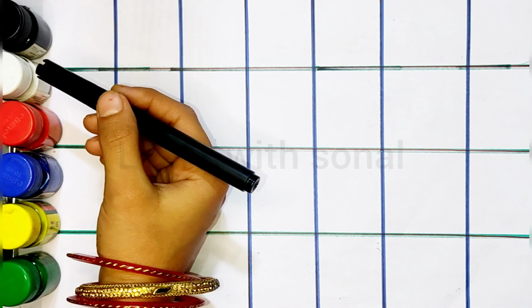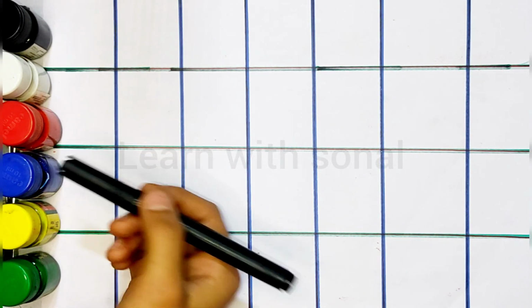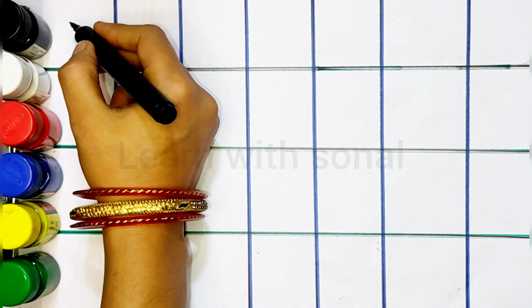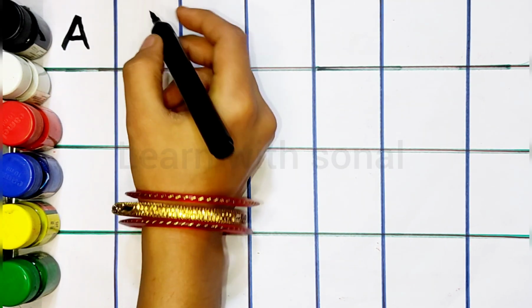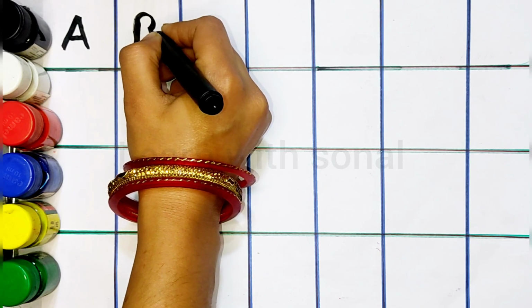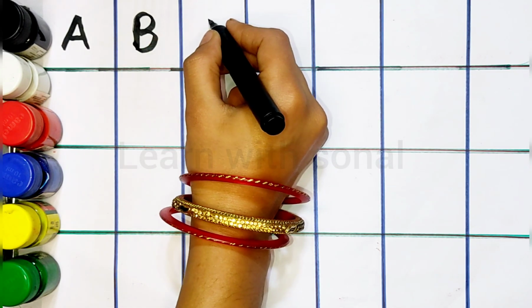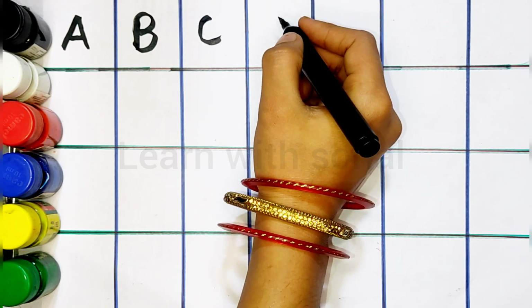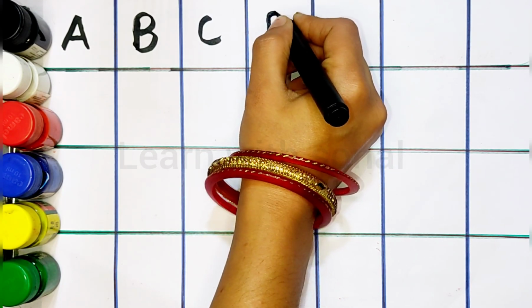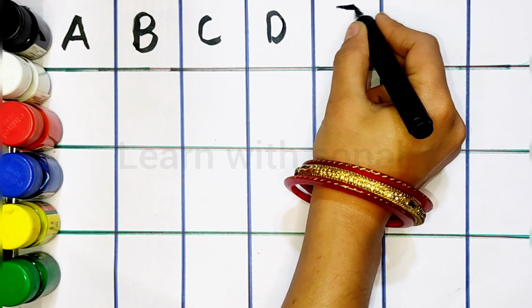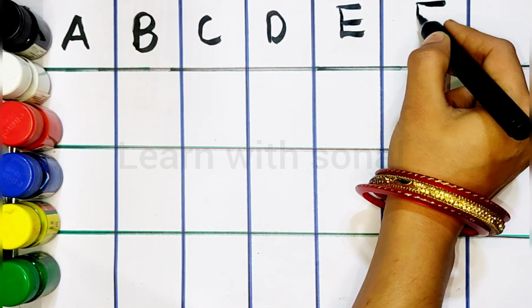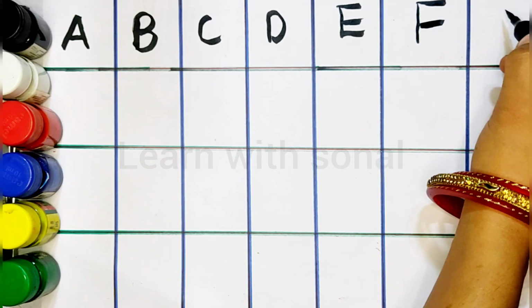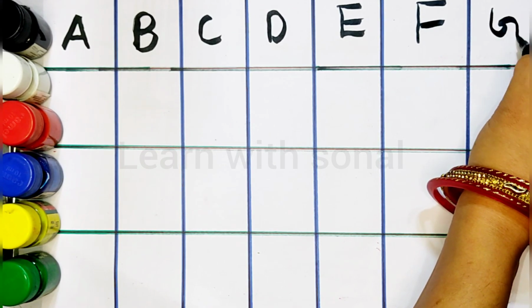Black color, white color, red color, blue color, yellow color, green color, black color. A for apple. B for ball. C for cat. D for dog. E for elephant. F for fish. G for girl.